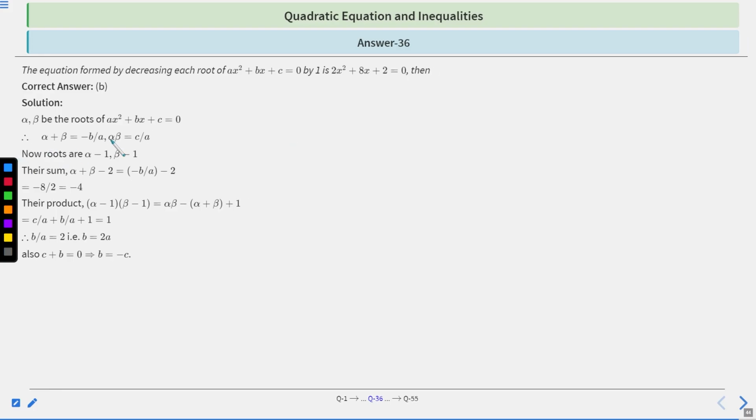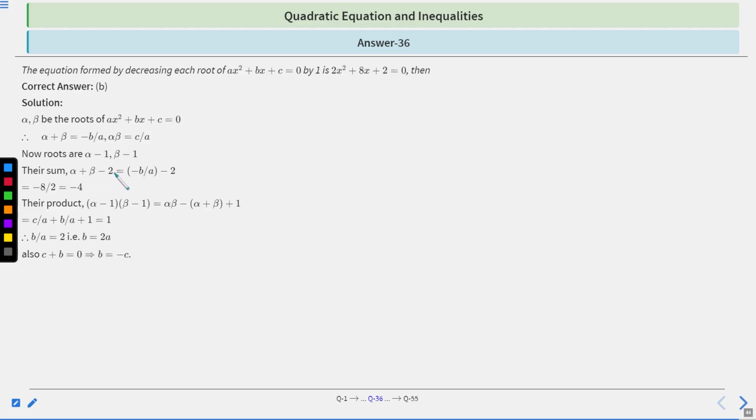So let alpha, beta be the roots of equation ax square plus bx plus c equal to 0. Alpha plus beta is equal to minus b by a and alpha beta is equal to c by a, right? Now, roots are alpha minus 1 and beta minus 1, right? Because roots are formed by decreasing each root by 1. Clear?